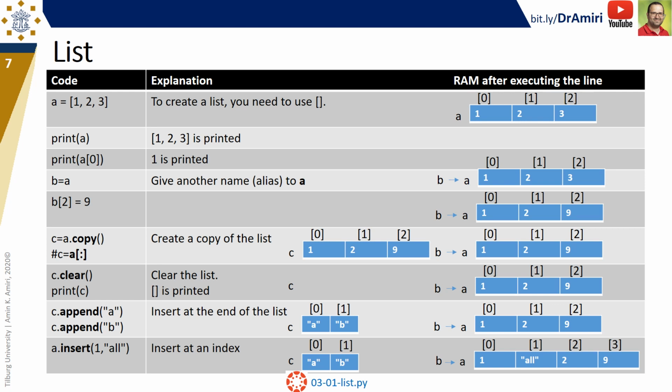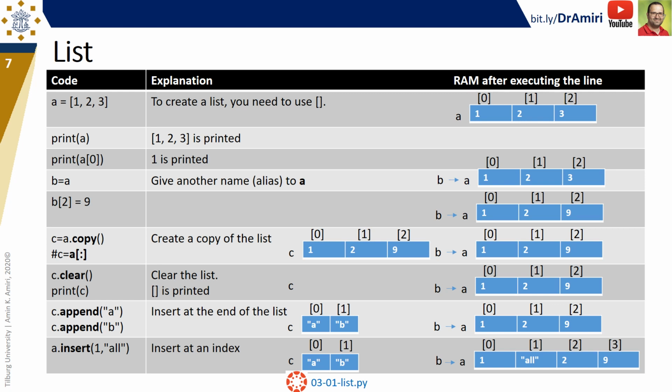If you print A simply, the bracket and the numbers in between them separated by commas is printed. If you print A bracket 0, the first number in the list is printed, which is 1. So 0 is the index of that element that shows the first element in the list.